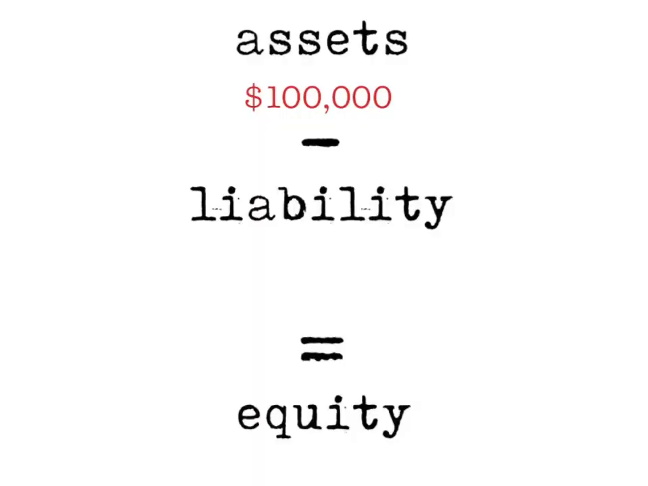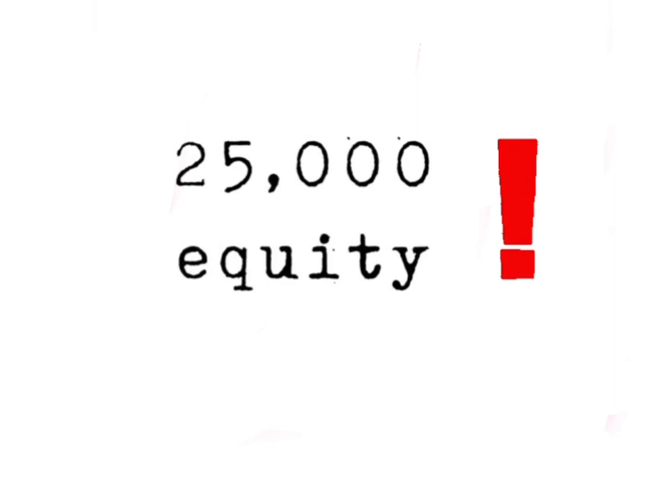Let's say that a home can be bought for $100,000. You buy it for $100,000, and in order to do so, you borrowed $75K from the bank and you put down $25K. What is your equity in the home? 3, 2, 1. If you said $25K, you are a winner, because the value of the home is the $100K minus the liability, or the mortgage, which is $75K, which gives you $25,000 equity in your home.